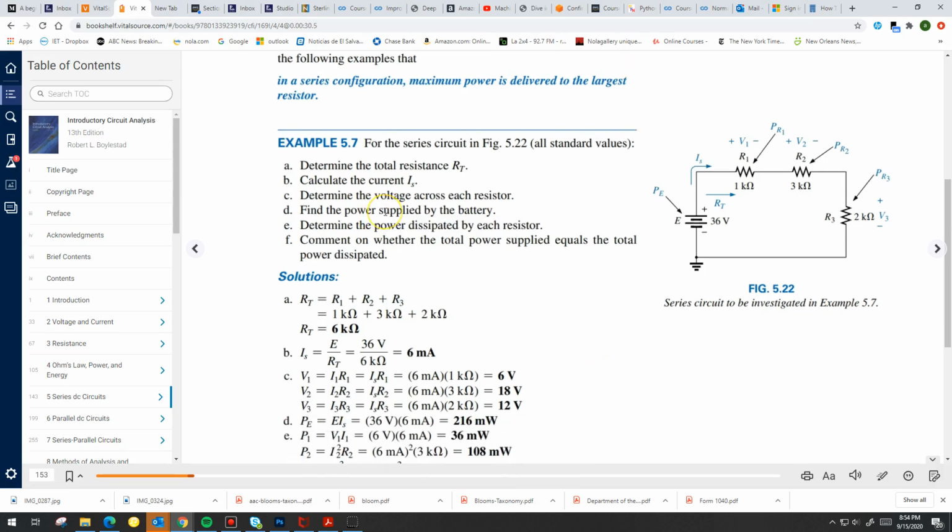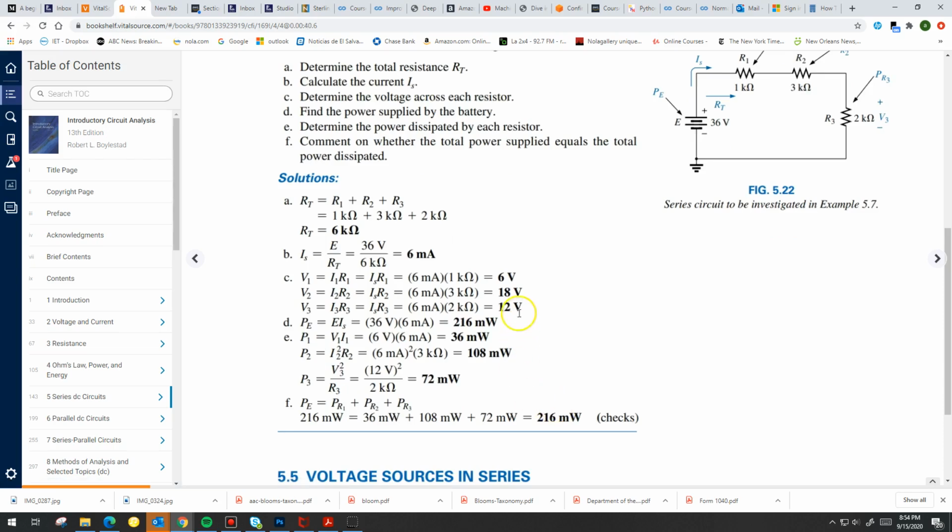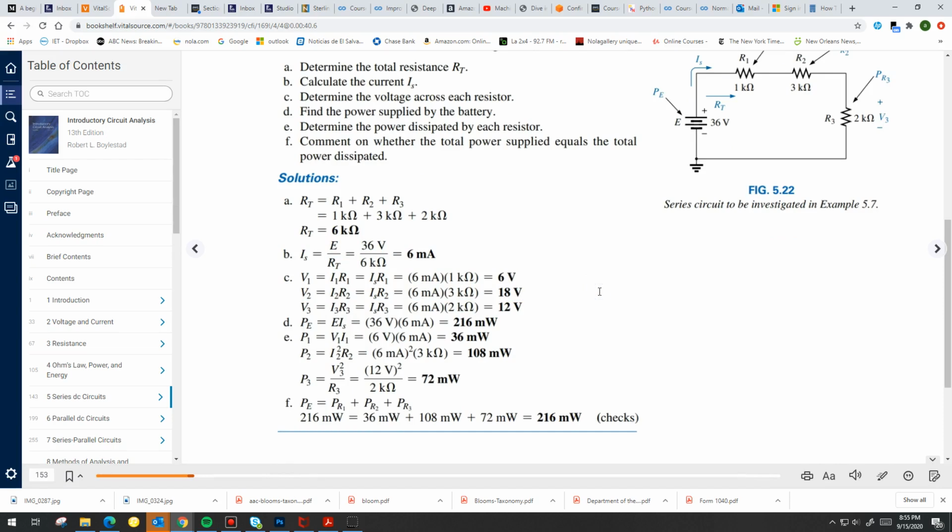They also want to know the voltage across each of the resistors. So the voltages V1, V2, and V3 across each of the resistors, by Ohm's law, is simply the current times the resistance, right? The current we already found is 6 milliamps. So this voltage drop is 6 times 1. This one is 6 times 3. And this one is 6 times 2, which gives us 6 volts, 18 volts, and 12 volts. Make sure you can get these 3 results here.